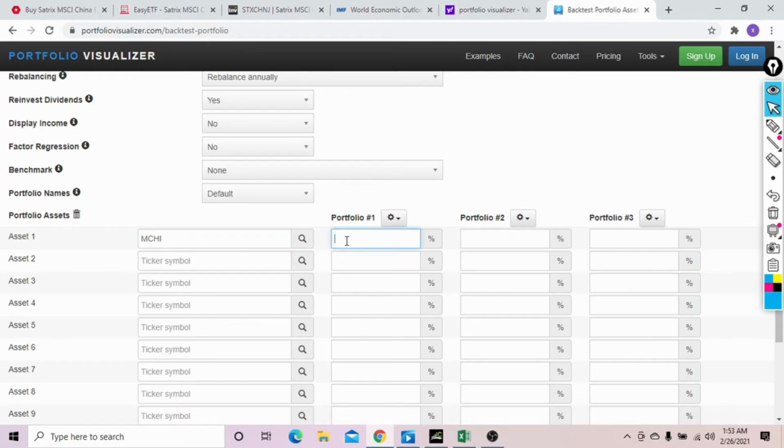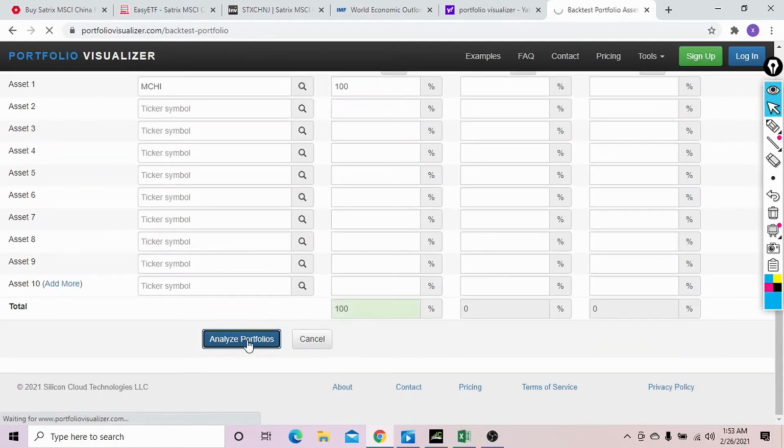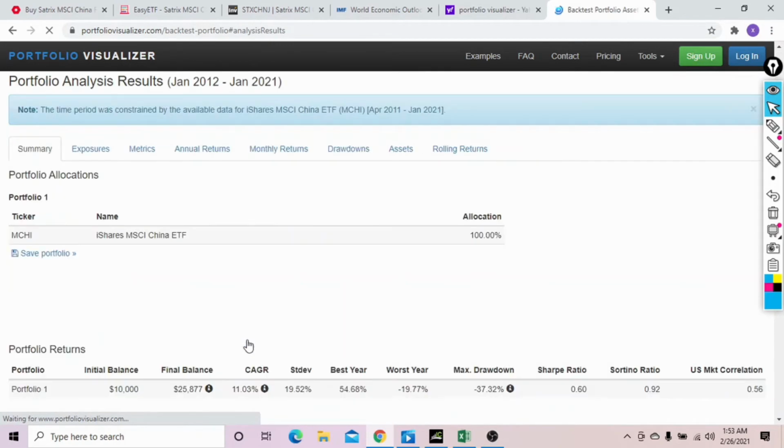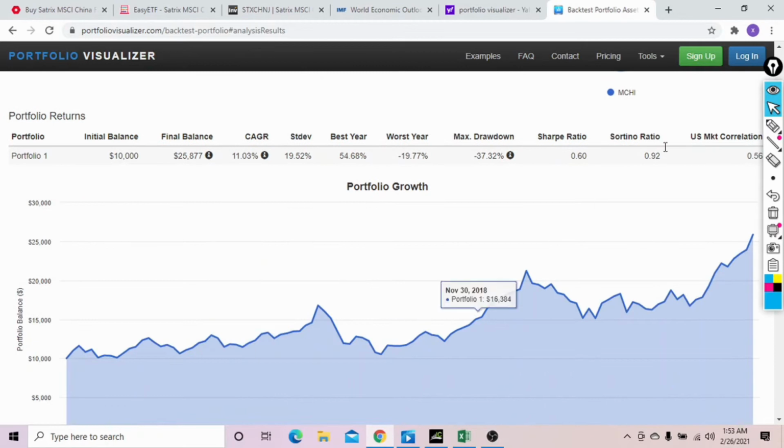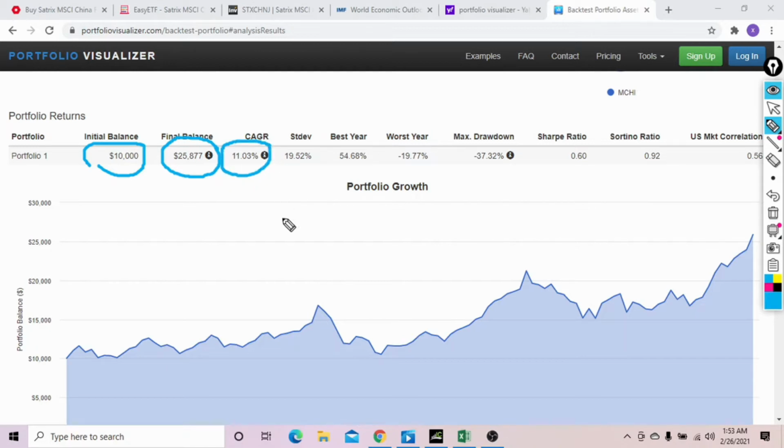And then how much are we going to be investing? We'll be investing 100%, sorry about that. And then now we'll analyze the portfolio and see the compound annual growth rate. Now, here are the results of our ETF when we backtested historically 10 years back. You can see that our 10,000 US dollars or rand is now worth 25,877. So we have more than doubled our account if you had invested from 2010 up to now. The compound annual growth rate, which is quite amazing, is 11.03%. So it's growing at 11.03% per annum compoundly, not with simple interest.